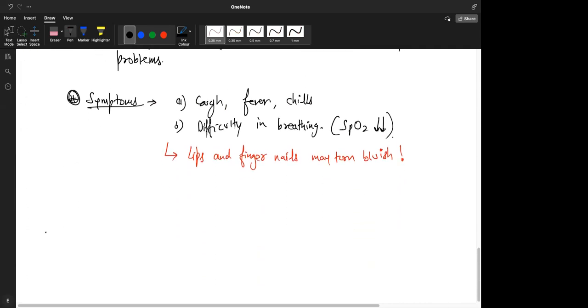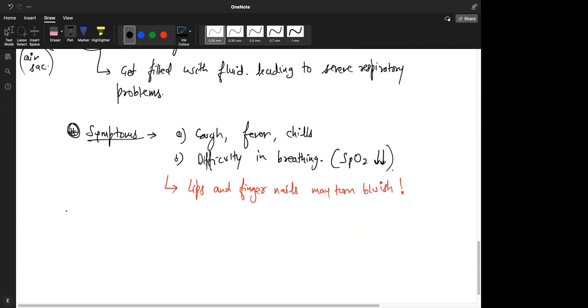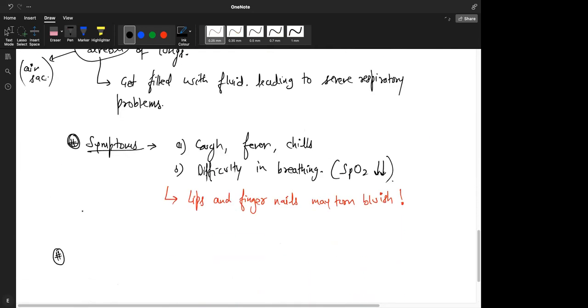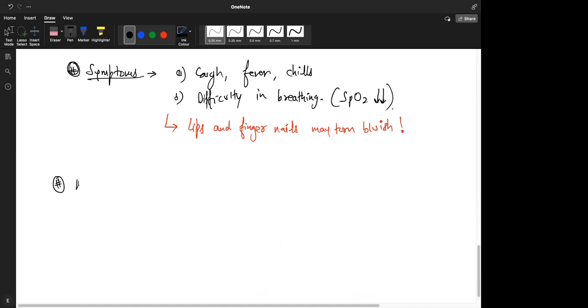Now let's go quickly to the mode of spread. How does it spread? Is pneumonia an infectious disease? Yes, because the pathogen is in the body and in the respiratory system. Any pathogen which affects the respiratory system can very easily get transferred, because we are always breathing in and out, coughing, sneezing, etc. So what is the mode of spread? You don't have to remember or mug up. You can just tell me logically.